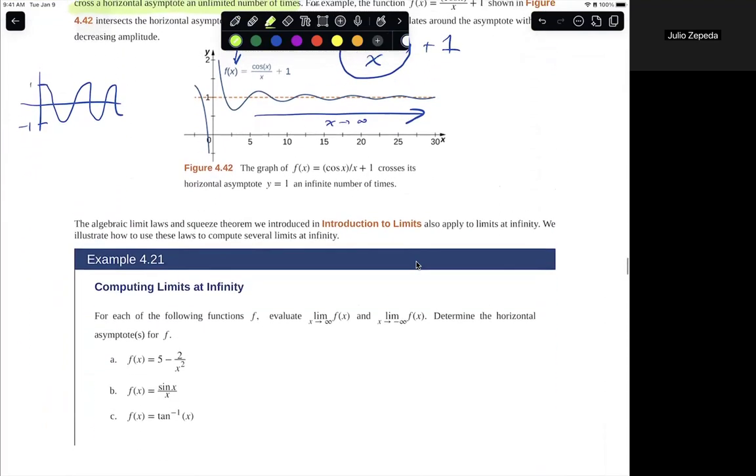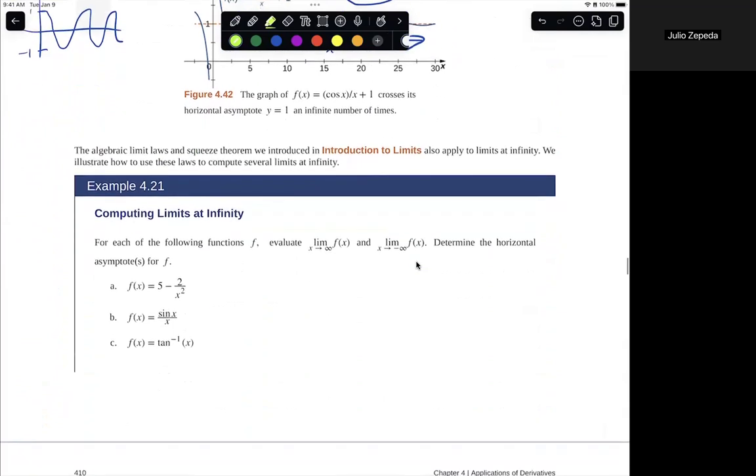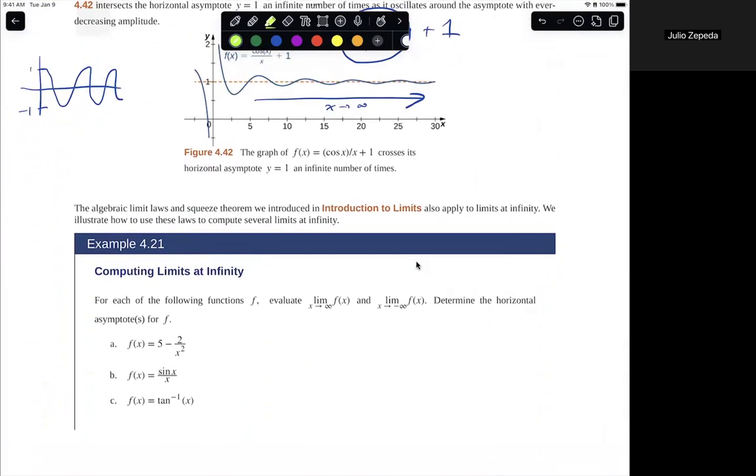Okay, so let's take a look at, here we go. Nice, a few examples here. And so here's where we need to know graphs of functions quite well to be able to determine some of these limits. But let's take a look here. It says, for each of the following functions f, evaluate the limit as x approaches infinity of f of x.